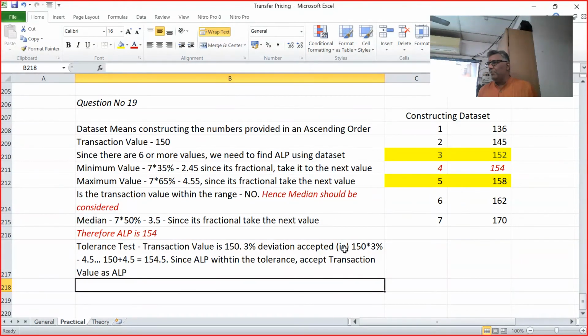What is the minimum value? What is the maximum value? What is the transaction value? Is it within 152 to 158?